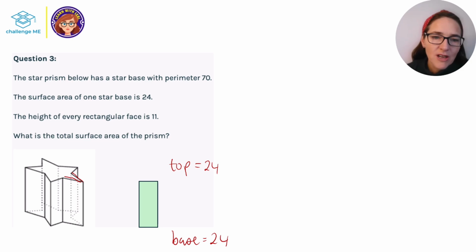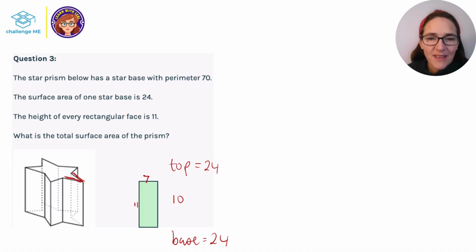Now we're told that we've got 17. Now there's going to be 2 rectangles for every point. So we've actually got 10 of these rectangles all the way around. Now we were told the total perimeter is 70. So we need a number that's multiplied by 10 to be 70. So that's going to have to be a 7. And we were also told that the height is 11.